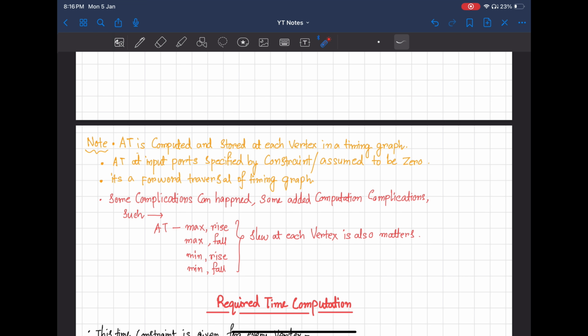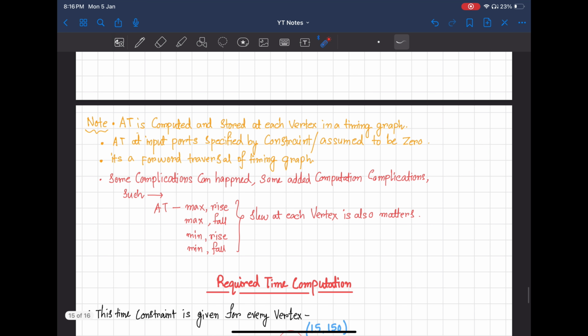For you I tried to make a concise note for arrival time. The arrival time is computed and stored at each vertex in a timing graph. I told that multiple times. And the arrival time at input ports is specified by a constant, or you can assume it to be 0 also. And obviously this is a forward traversal of the timing graph.